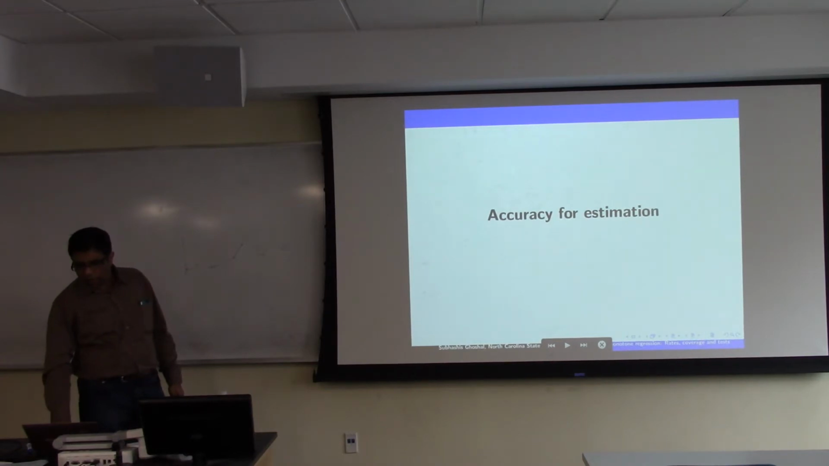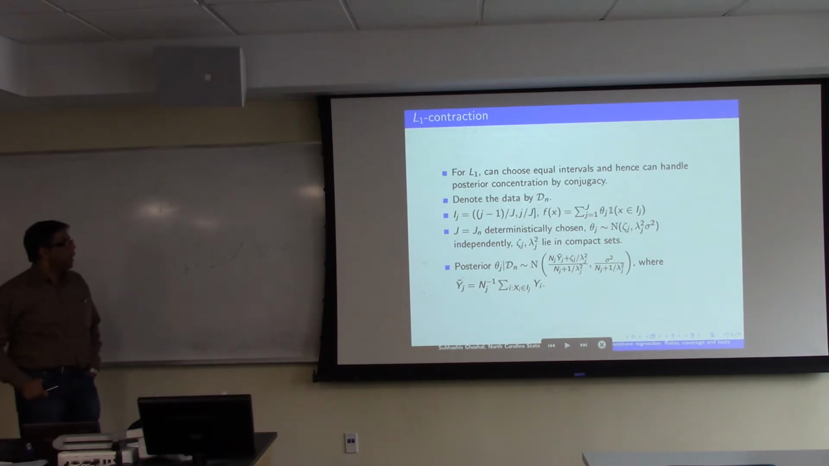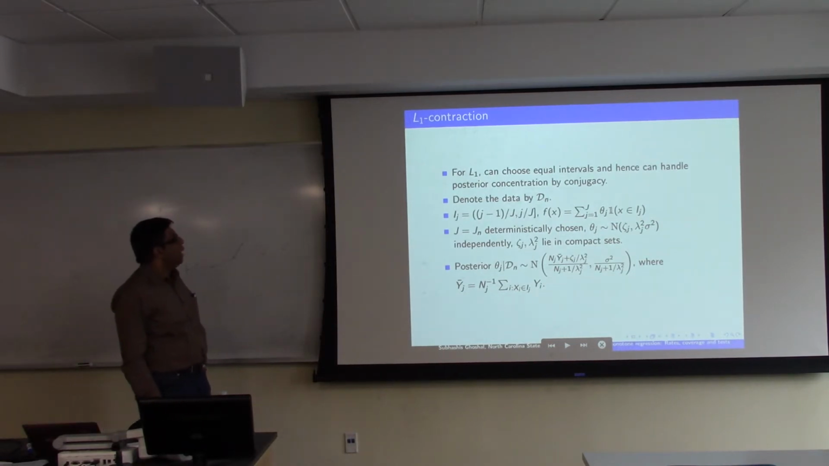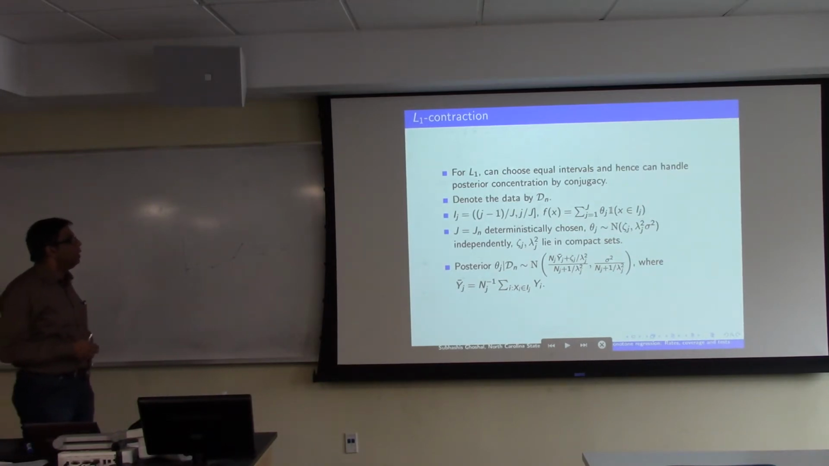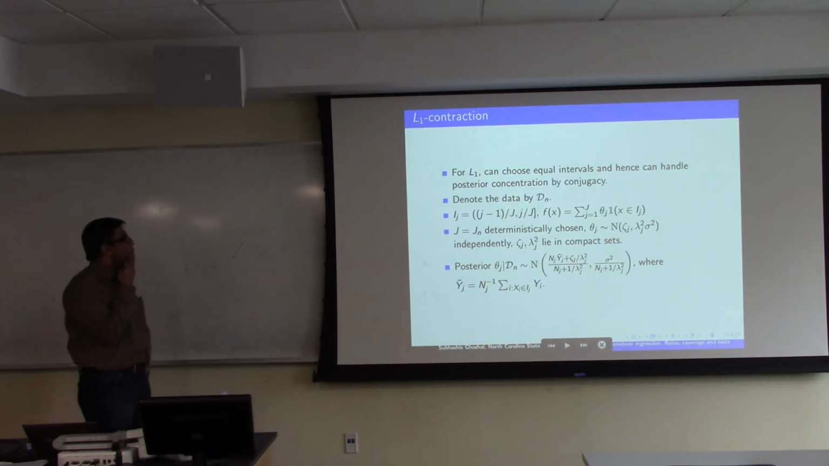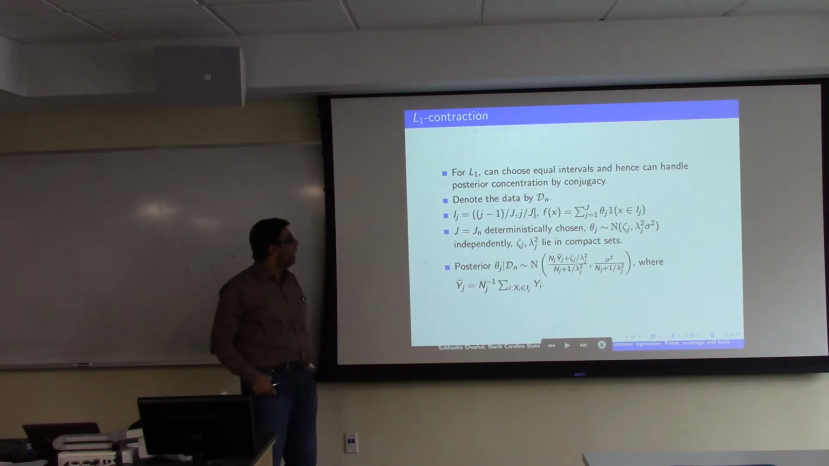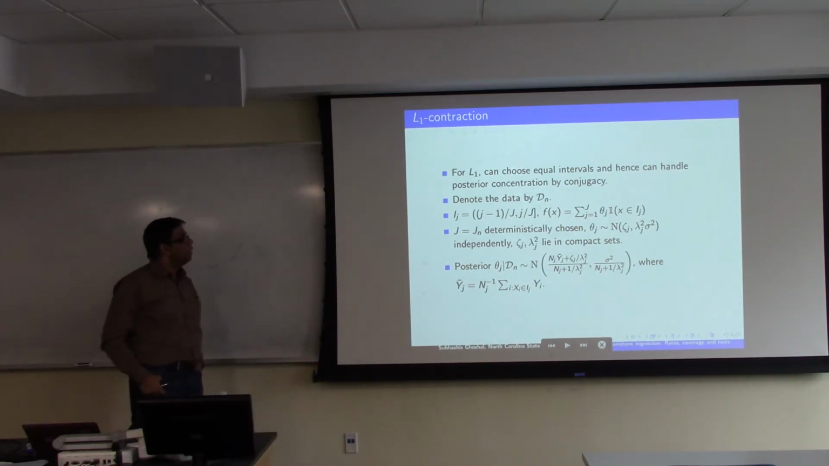So the first part is accuracy of estimation, or contraction rate in L1 or LP. For L1, the approximation property is good with equal intervals. So we can work with equal intervals, and hence the xi's are given, and you have conjugacy. There is no need for different xi's, so there's no problem with conjugacy. Let's denote the data by script Tn. These are the intervals, so f(x) looks like this sum.